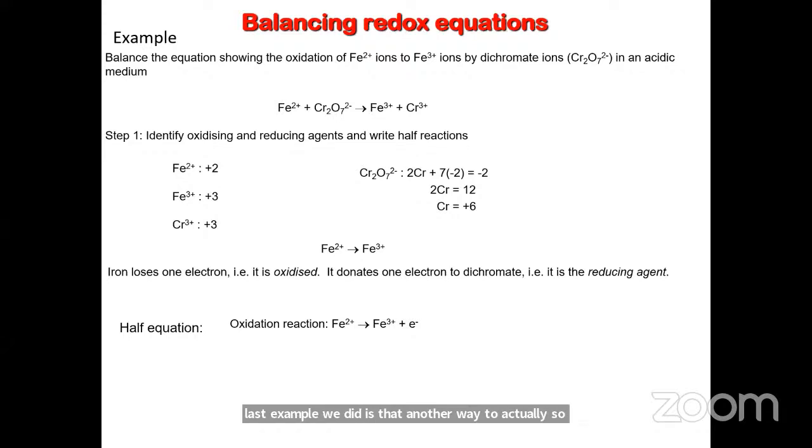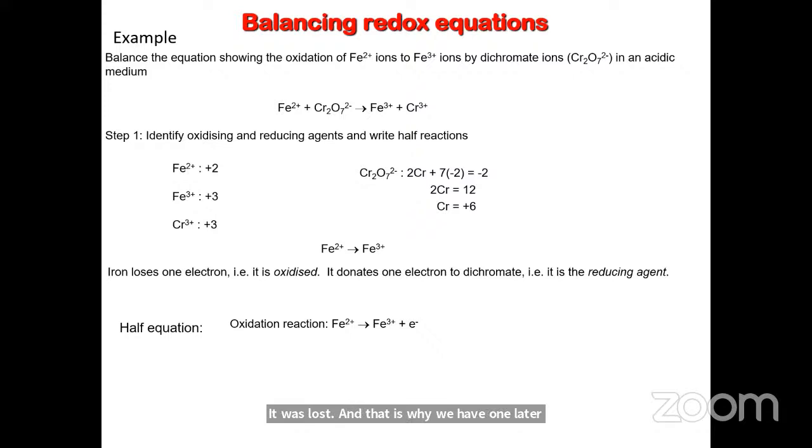Here, from writing the half equation, we have indicated how many electrons are lost or gained. So Fe2+ going to Fe3+ means that 1 electron was lost, and that is why we have 1 electron here.